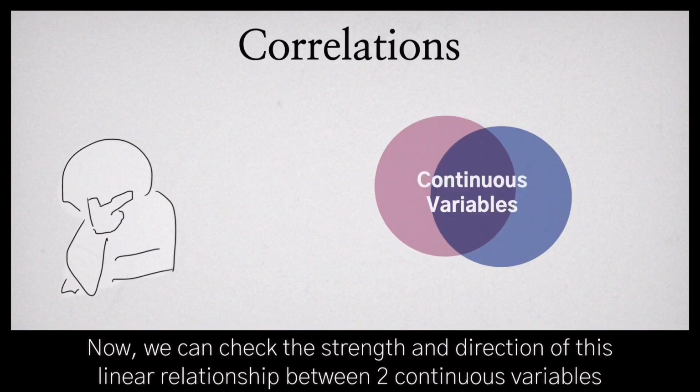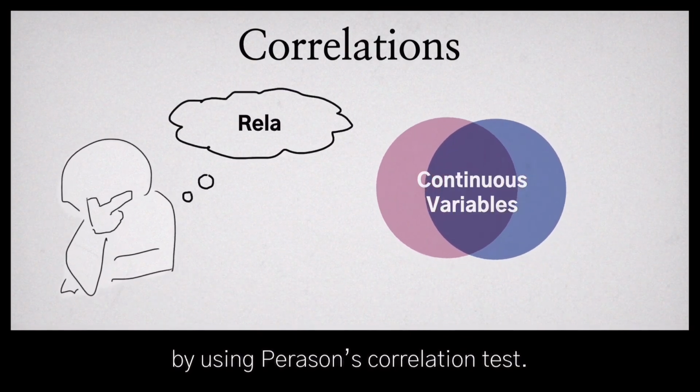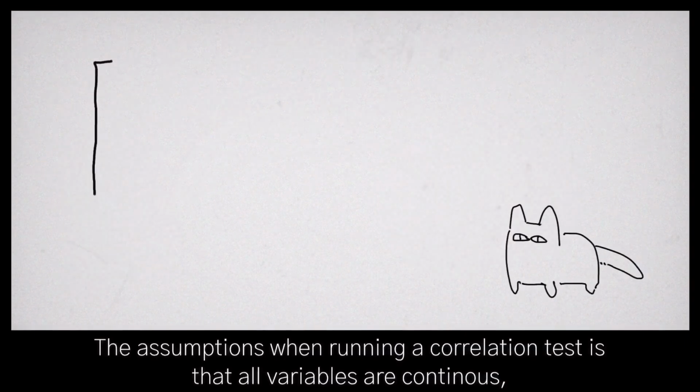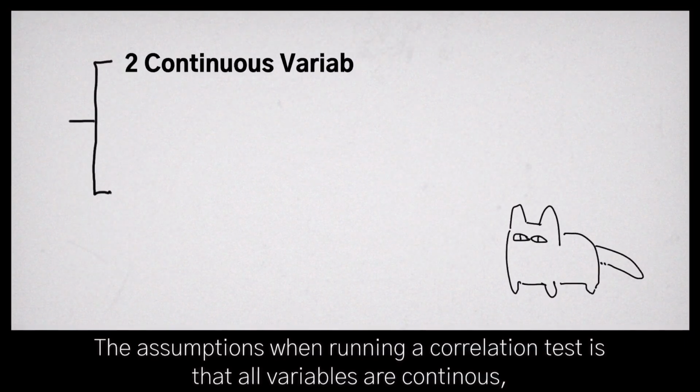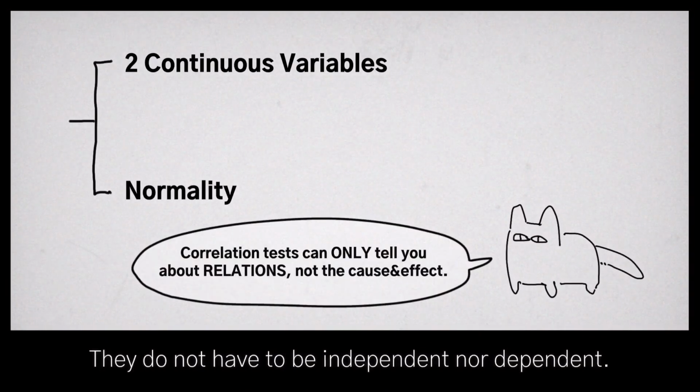Now, we can check the strength and direction of this linear relationship between two continuous variables by using the Pearson's correlation test. The assumptions when running a correlation test are that all variables are continuous and both are normally distributed. They do not have to be independent nor dependent.